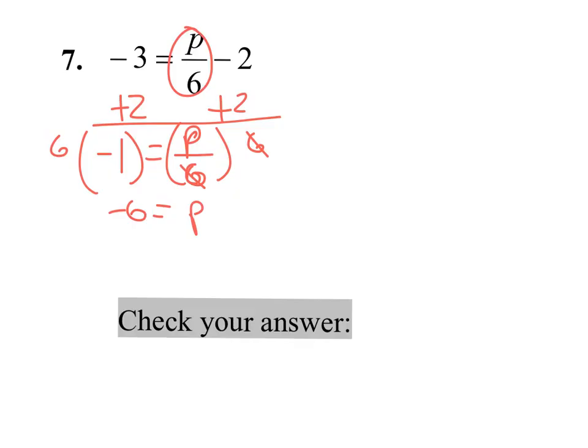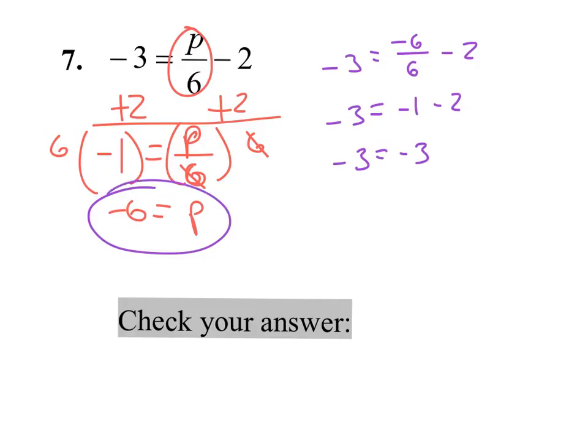So we're going to substitute it in. We've got negative 3 equals negative 6 divided by positive 6 minus 2. Negative 3 is all by itself, so leave it alone. Negative 6 divided by positive 6 is negative 1. If you don't believe me, check it on your calculator. Again, check me, don't trust me. So negative 6 divided by positive 6 is negative 1 minus 2. Leave the negative 3 alone. Negative 1 minus 2 is negative 3. Does negative 3 equal negative 3? Yeah. So guess what? p equals negative 6 is the solution.